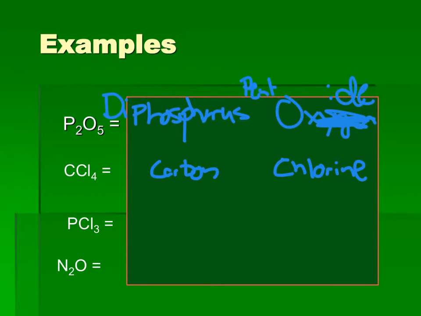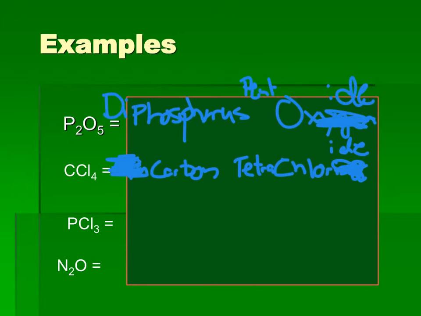Second step says that we need to add our prefixes. Since we have no number here, remember no number means 1. We just don't write the 1 in chemistry, so this is going to be mon carbon. And then since we have 4 chlorine, that is going to be mon carbon tetrachlorine. Step number 3, we need to change the ending of the second one to an IDE ending, so therefore this is now tetrachloride. And then step number 4, if mon is on the first word, we need to get rid of it. So in this case, the correct answer is going to be carbon tetrachloride.